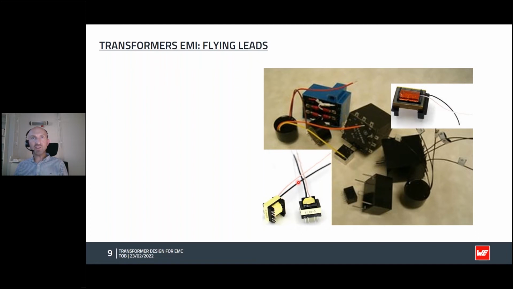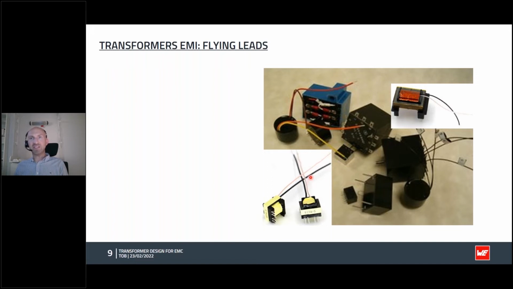So if we use that on the secondary side, and then we have these leads flying along, we can get very high creepage and clearance distances. So this transformer would be assembled, and then the flying leads would be manually placed into the board at some point far away from the transformer.